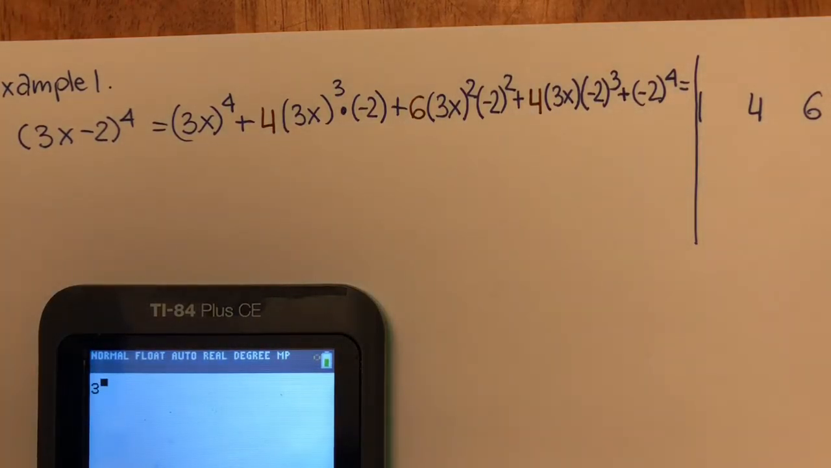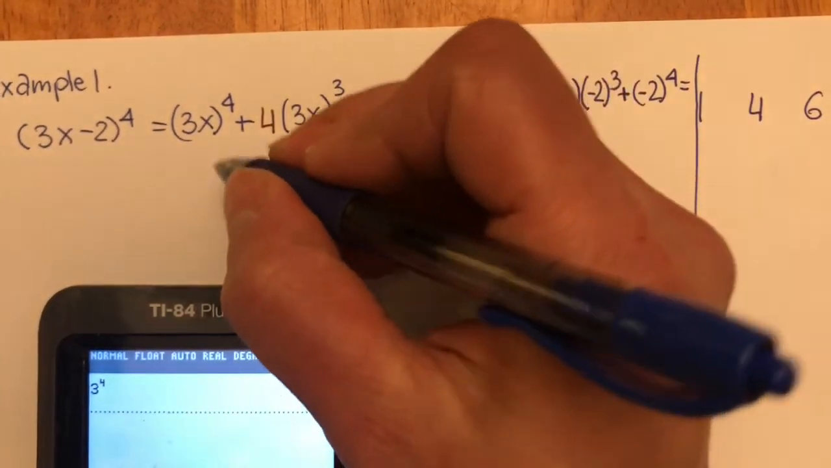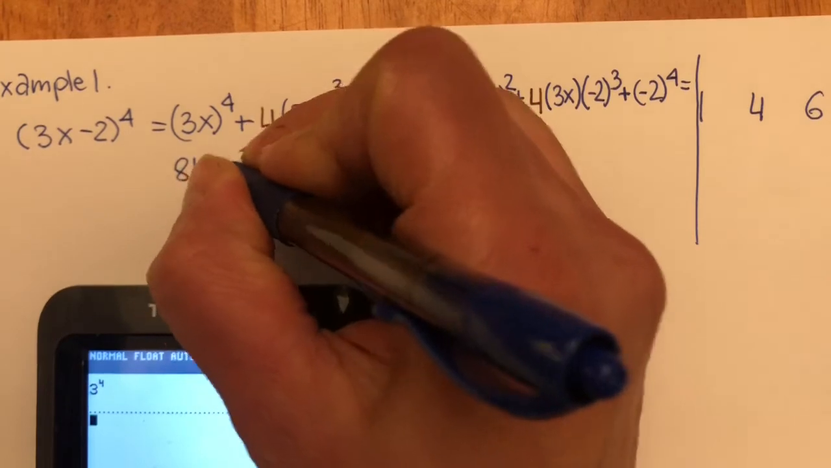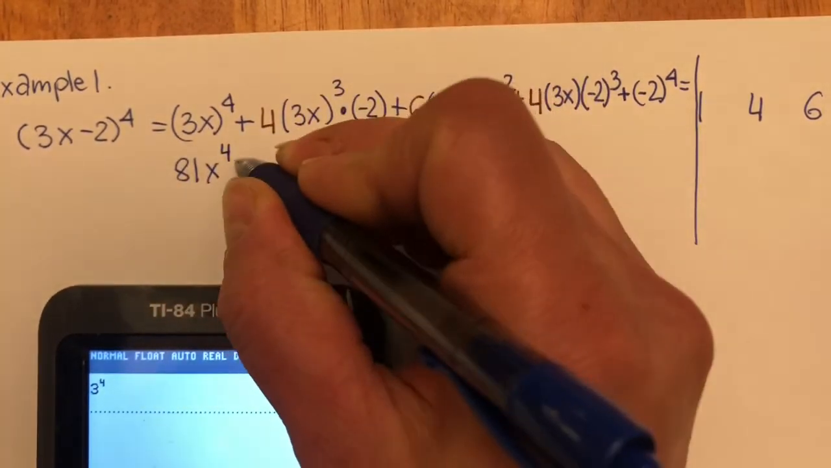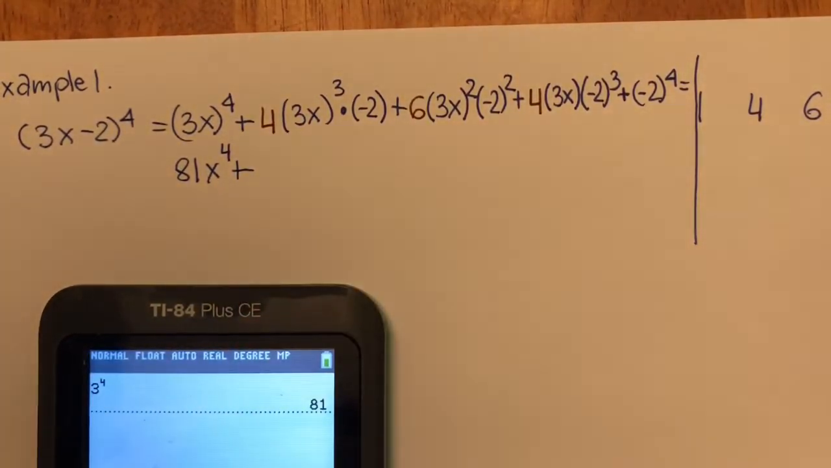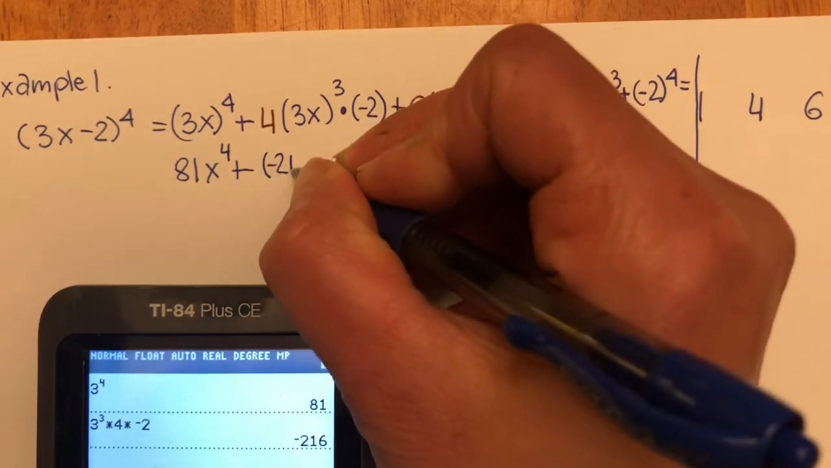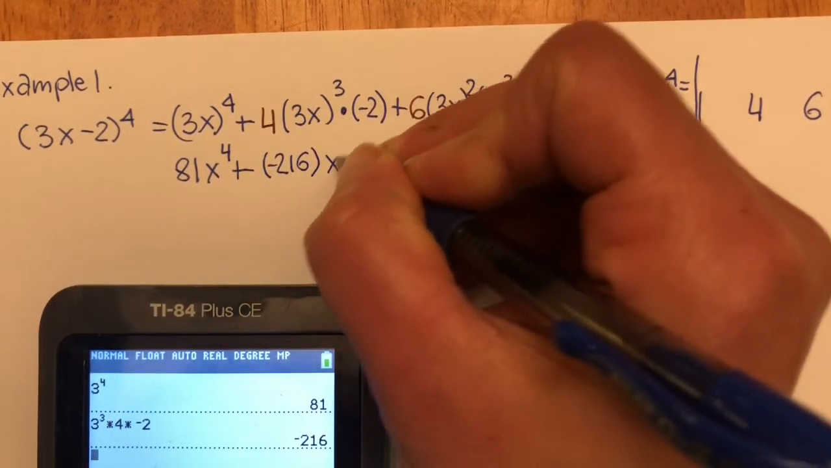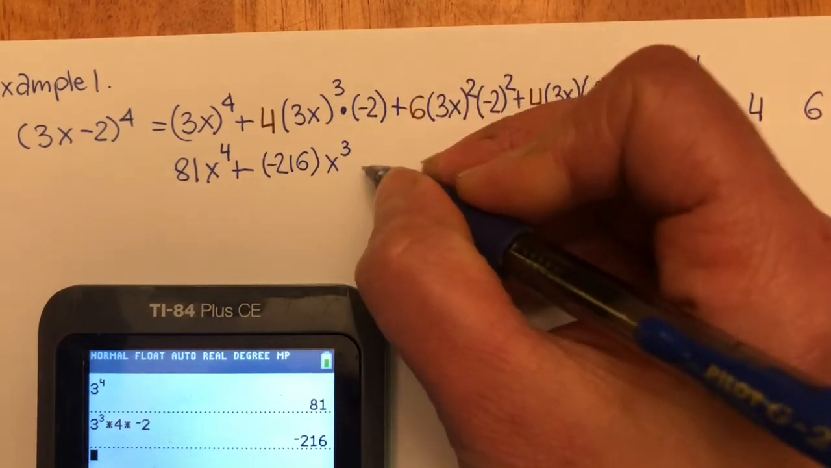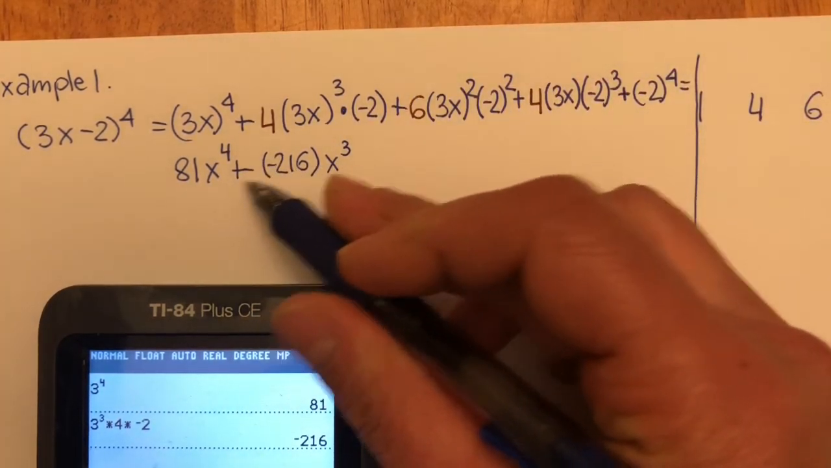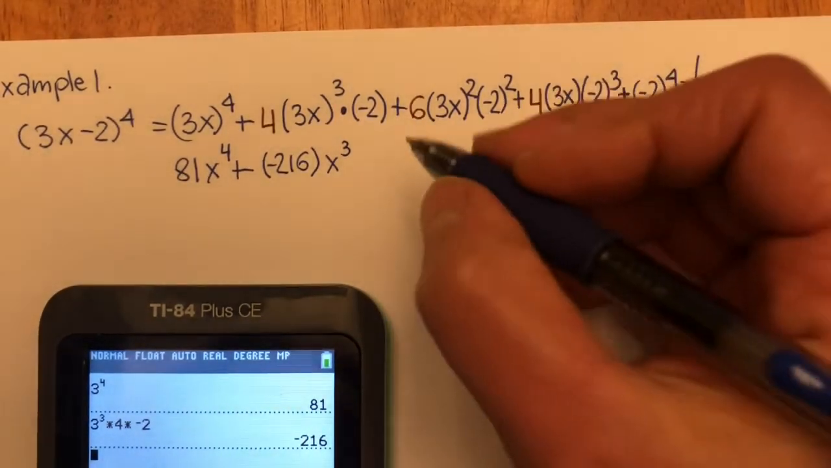If I do 3 to the power of 4, everybody knows that that is 81. x to the power of 4 plus, now here I have to do 3 to the power of 3 first, and then I need to multiply it by 4, and then I need to multiply it by negative 2. So that is going to give me negative 216x to the power of 3. Now, I should have paid attention to the sign, so I wouldn't write it like this, but that's okay. I will clean it up after.